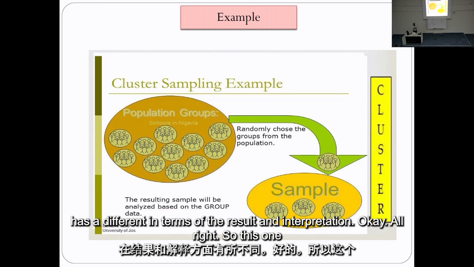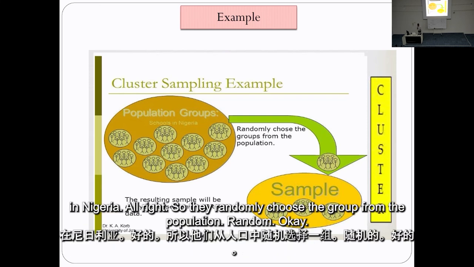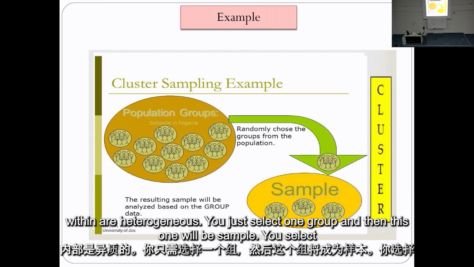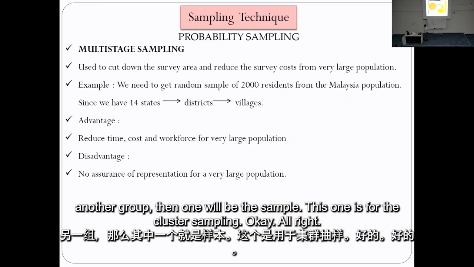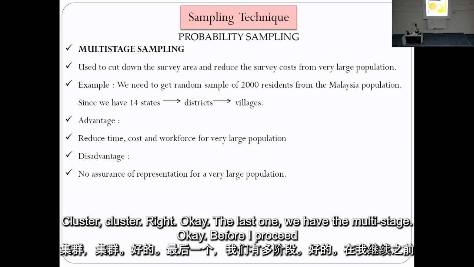Alright, so this one is a figure about cluster sampling. The population groups are the schools in Nigeria. They randomly choose the groups from the population. Random. Between groups, are they homogeneous or heterogeneous? Between groups are homogeneous, but within are heterogeneous. You just select one group and that will be the sample. You select another group, then that one will be the sample. This is for cluster sampling.